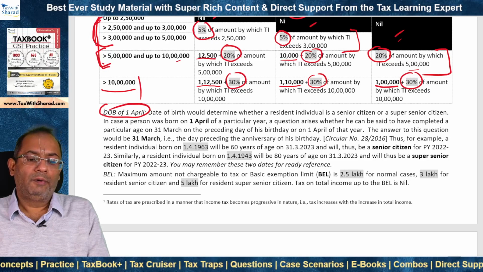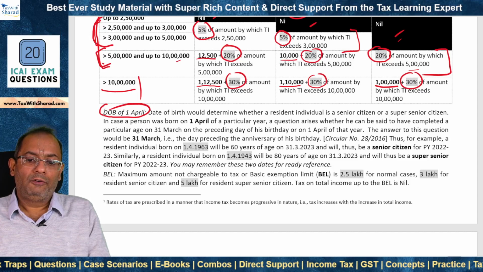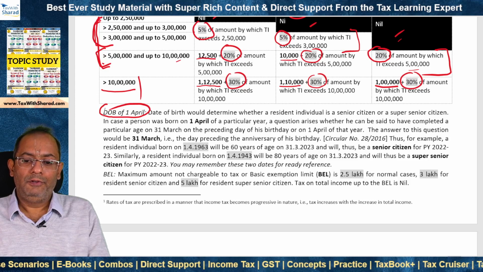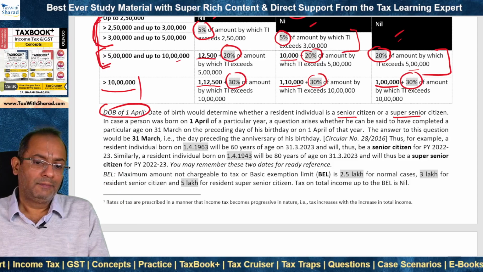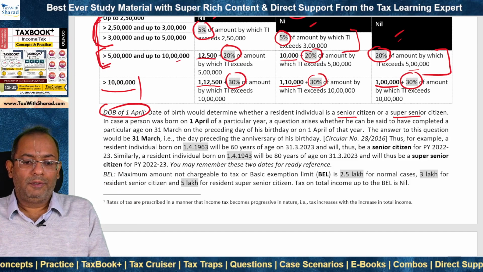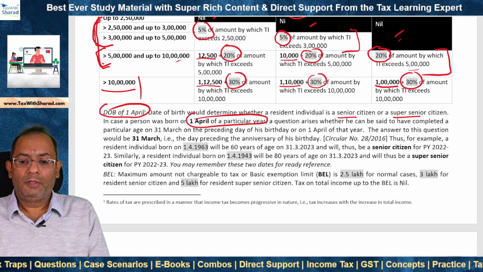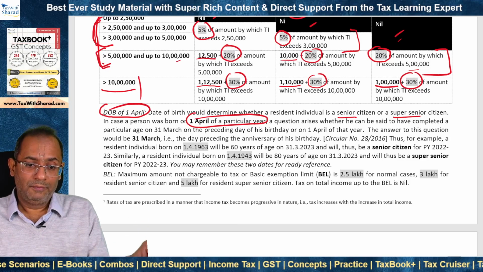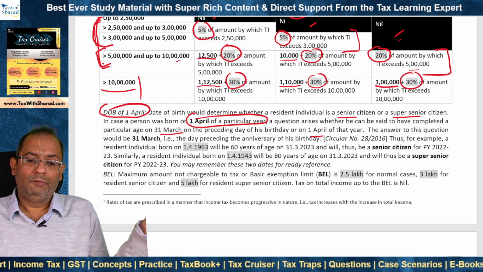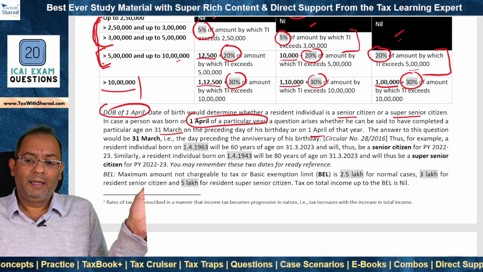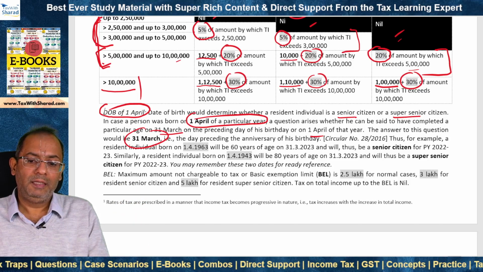Okay, there is a particular point regarding date of birth. If the birthday is on 1st April of a person, because date of birth helps us to determine whether a resident individual is a senior citizen or a super senior citizen, and therefore it impacts the calculation of tax. A situation could be where a person was born on 1st April of a particular year, right? And therefore a question could arise whether he can be said to have completed a particular age on 31st March, the preceding day of his birthday, or on 1st April of that year, right? When can he be said to have completed a particular age? And the answer to this question is 31st March, that is the day preceding the anniversary of his birthday.